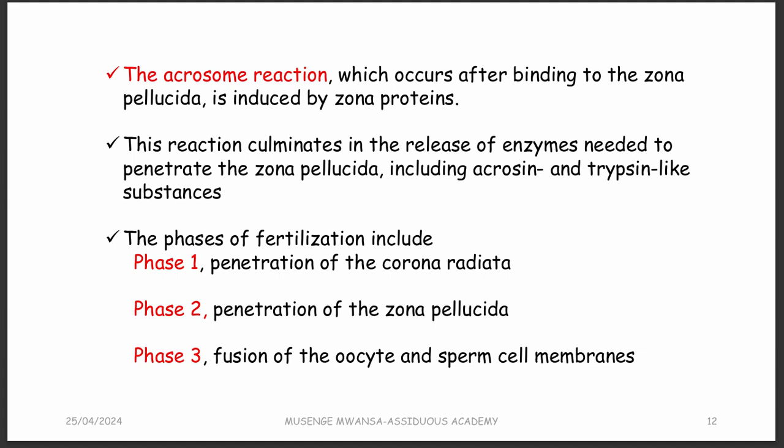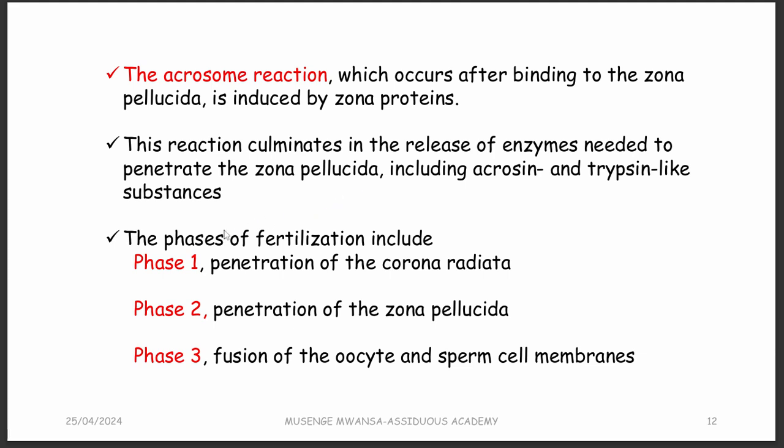And then remember, at the end of the sperm there is what we call the acrosome, which has hydrolytic enzymes. Those are going to be released. And what really is released? Acrosins and trypsins. Take note, acrosins and trypsins are released, and these will be able to digest or break down the zona pellucida, and then the sperm will be able to penetrate.